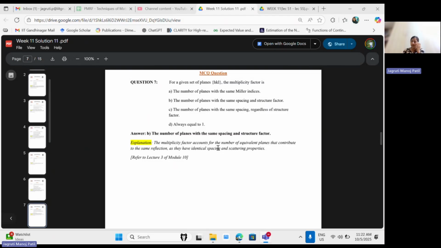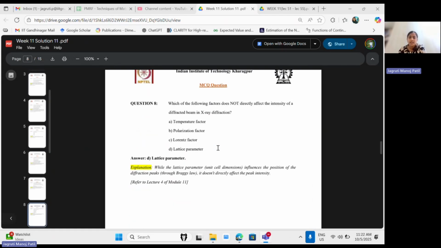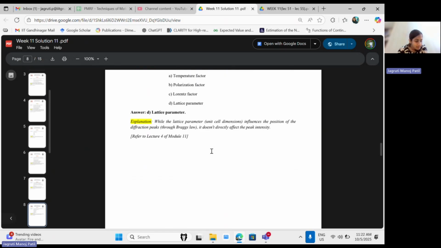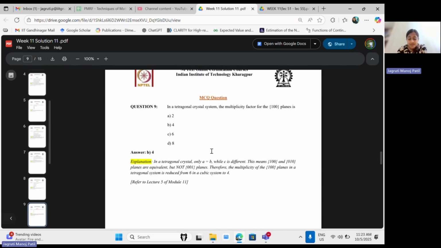And so the spacing is identical and hence the scattering property, the structure factor will also be there, which is the ratio of amplitudes. Then you have the one which won't directly affect the intensity of the beam. So we saw polarization factor does, temperature does, Lorentz does, but the lattice one doesn't. So that's it. Simple terms like this will also be asked. That's why I was focusing on that more. Of course, you need to understand the phenomena, but if you miss one of them, your one MCQ is directly done.